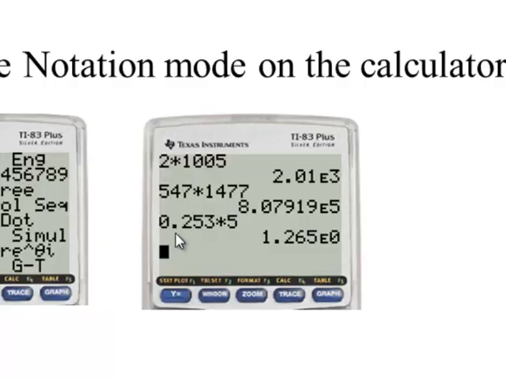And the last one, we have 0.253 times 5, which gives us an output of 1.265 E0, which means 1.265 times 10 to the 0 power. And 10 to the 0 power is 1, so the number is just 1.265.